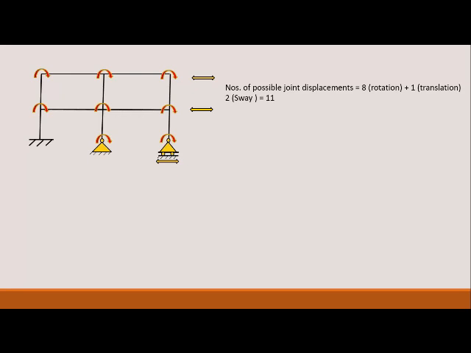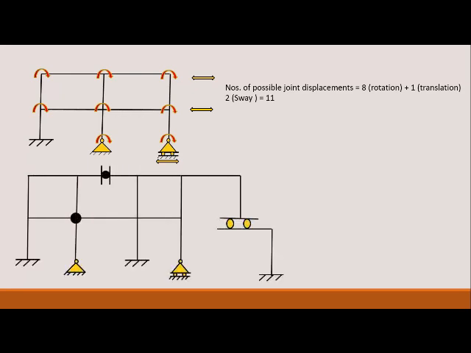Mind it, these are all possible displacements. We have not considered any load here. So the sway at the top level should not be equal to the sway at the first load level. So it should be an independent unknown, and the kinematic indeterminacy of this frame is boiling down to 11.